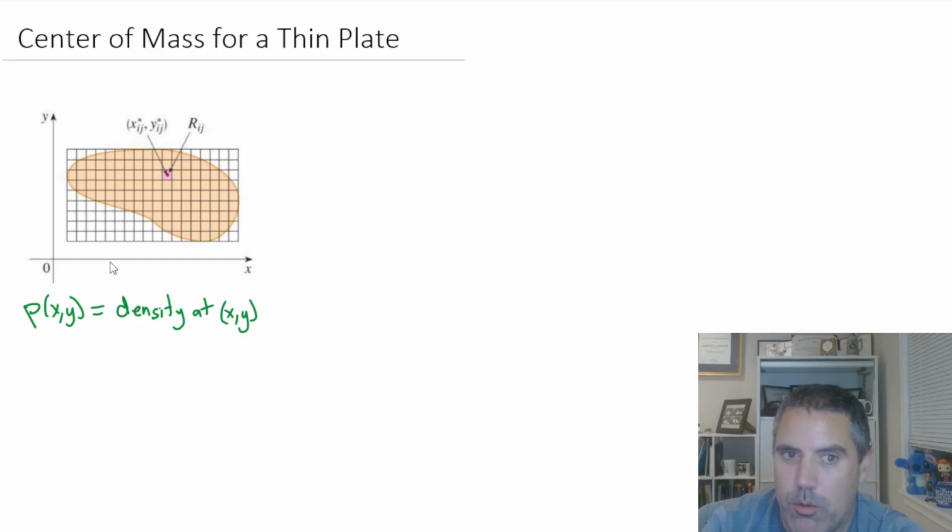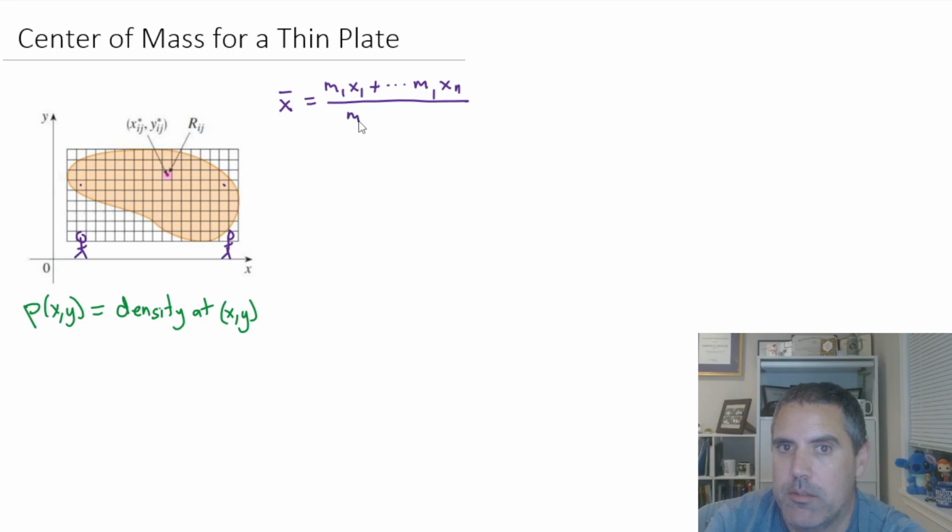Now we already know from our previous video on balancing on a seesaw how to balance two people this way and this way, like if you had a point here and a point here. And that was this formula that x bar is m1x1 plus m2x2, and you keep going until you do all the points, divided by the total mass of the system.